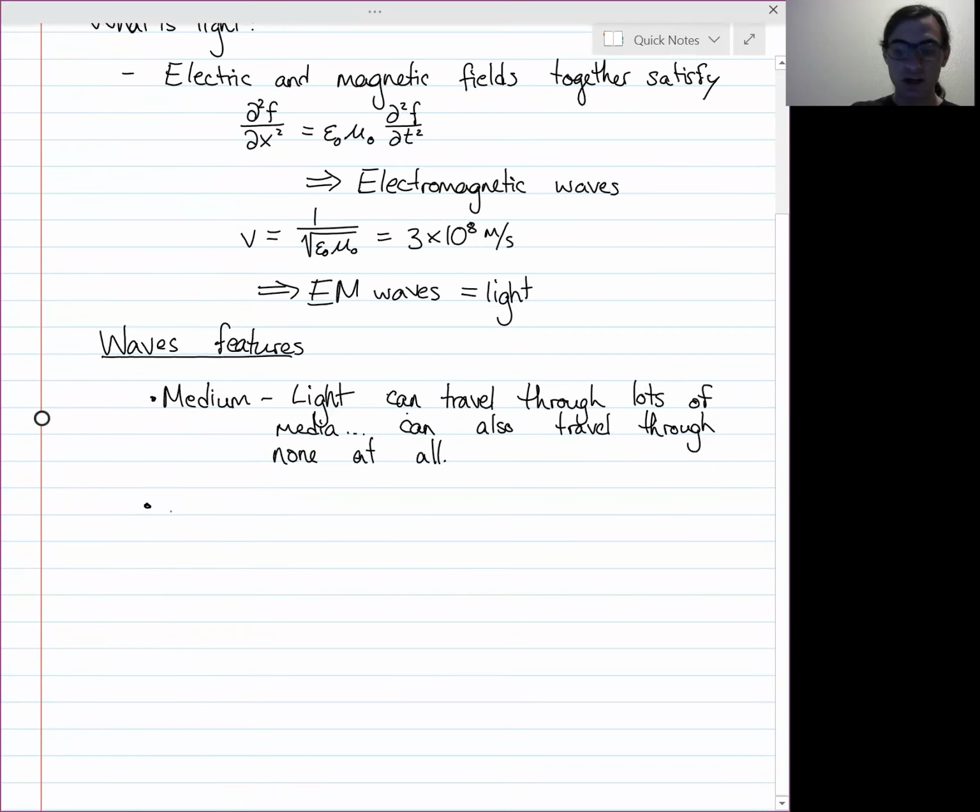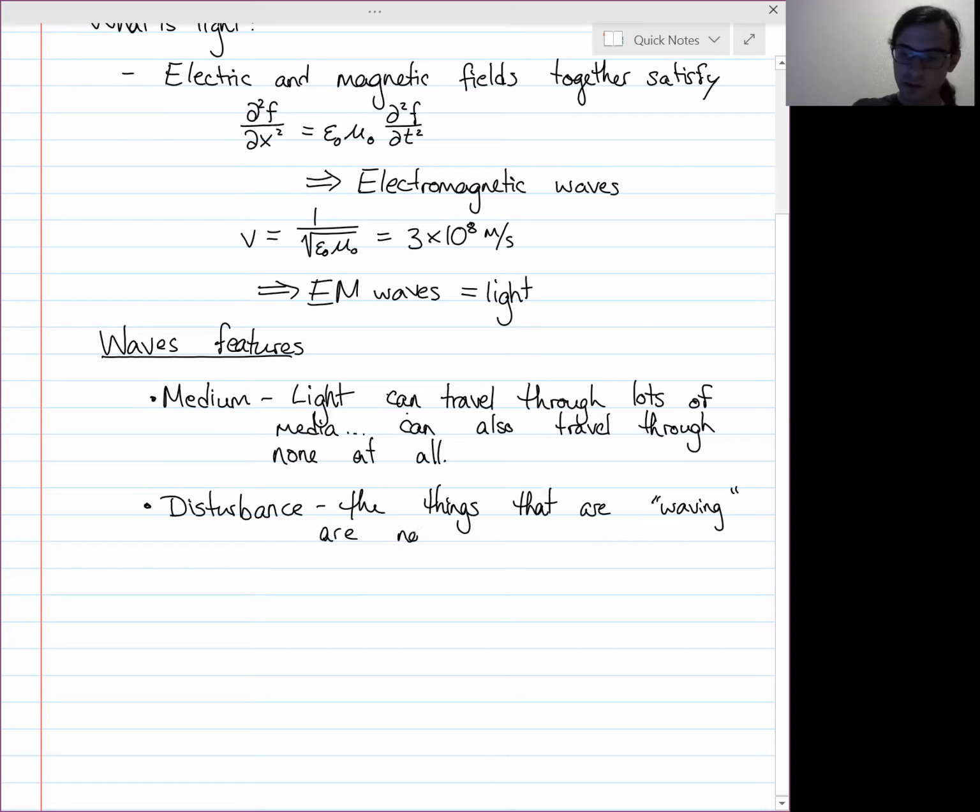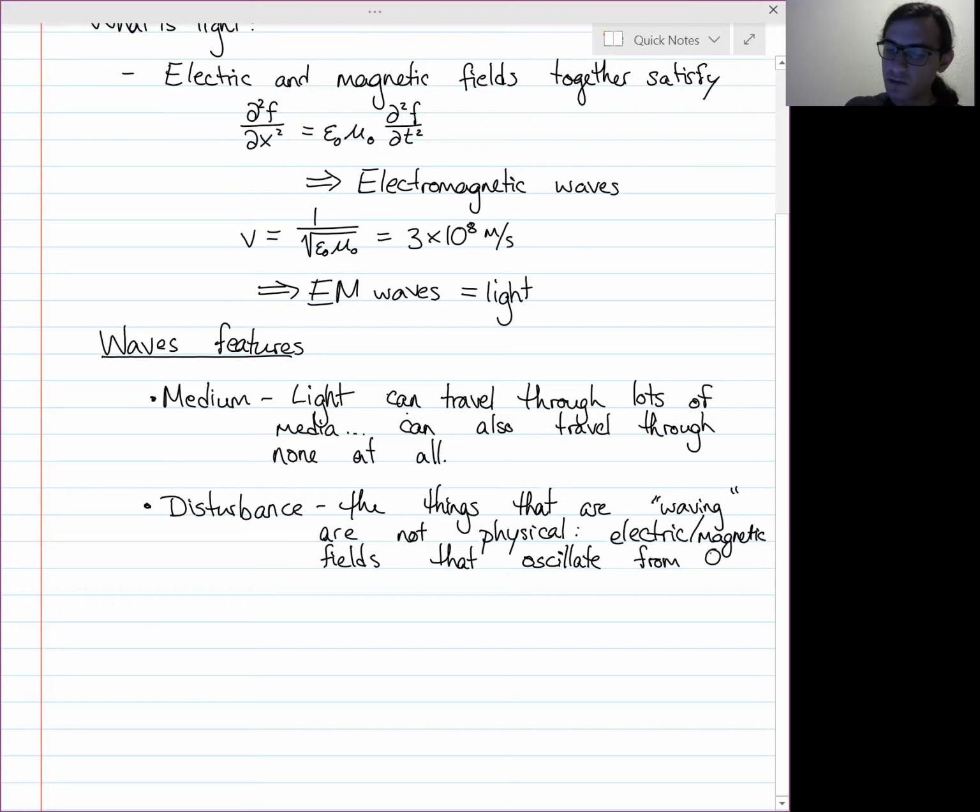Other features of waves is that they describe a disturbance. What is the thing doing the waving? So the things that are waving are not physical things at all. It is the electric and magnetic fields. These fields oscillate from having a value of zero to having a value of non-zero, and that propagates through space. And you'll learn about what fields are, again, in 9C, take my word. This is just a thing that permeates all space. There's an electric field at every point in space, a magnetic field at every point in space. They're basically vectors. And the value that those vectors take on at different positions in different times oscillate when a light wave passes through. That is what the light wave is.